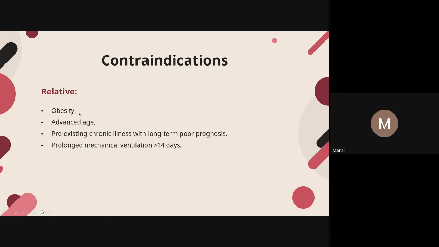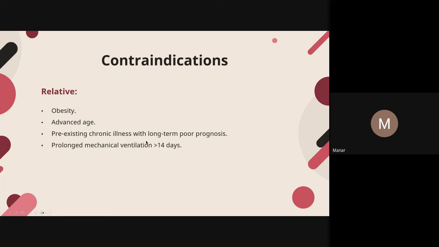And also, it's very difficult to cannulate obese patients. So it's relatively contraindicated to use ECMO on obese patients. Also advanced age, so like above 70. The same case with obesity. They have many underlying conditions that will just worsen the case instead of benefiting them when using ECMO.